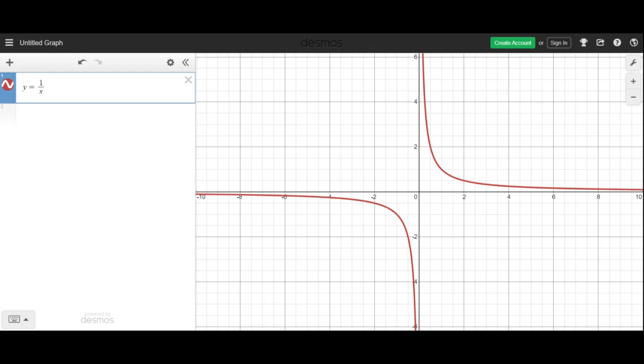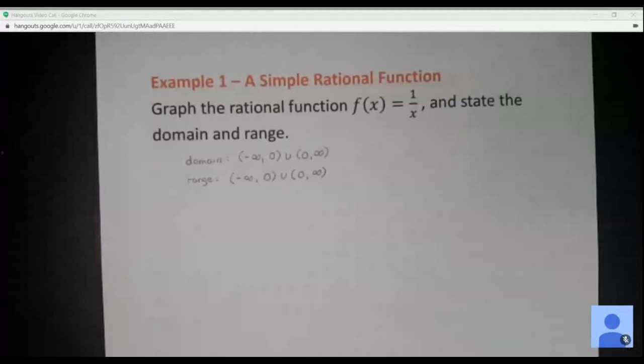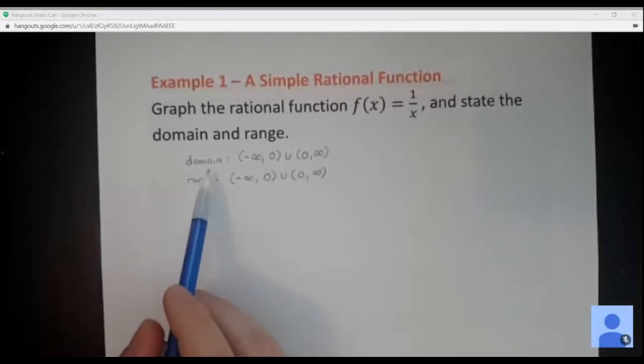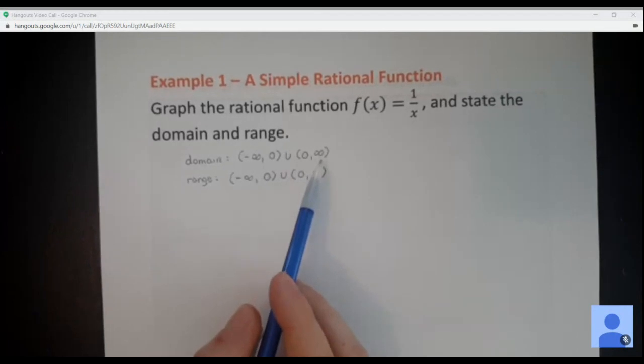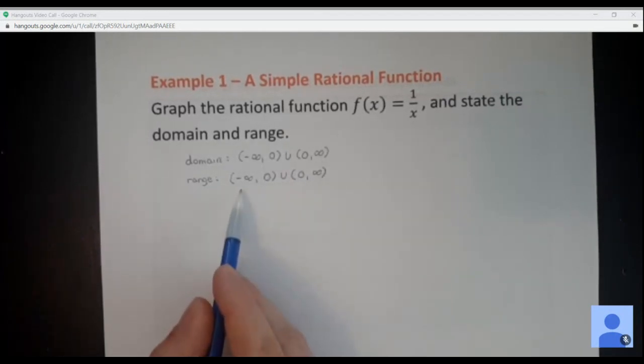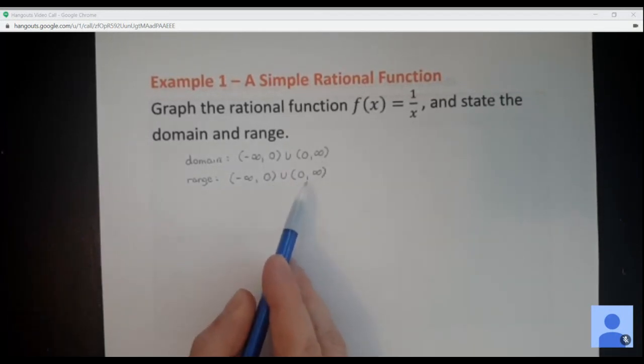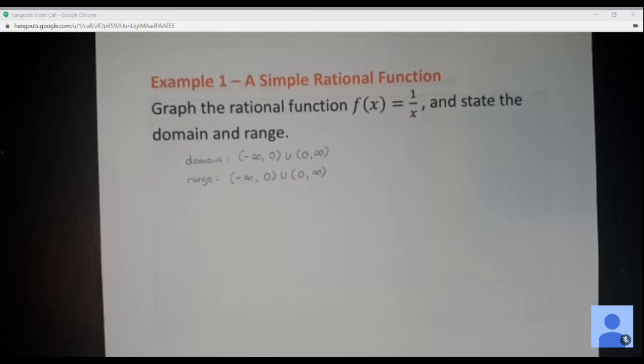So again, let me go back now and share my notes here. There we go. So you can see in this case, the domain, the x values go from negative infinity to 0, and then from 0 to infinity. Same thing for the range, from negative infinity at the bottom up to 0, and then from 0 to infinity all the way to the top. Any questions on that?